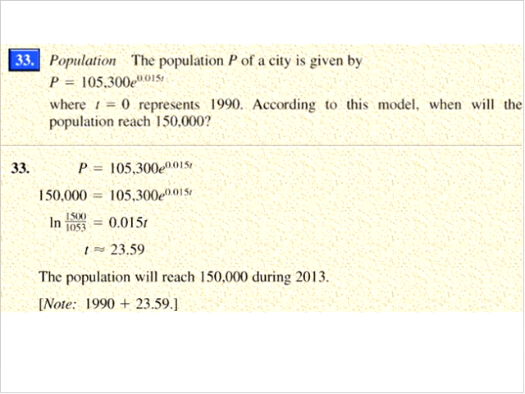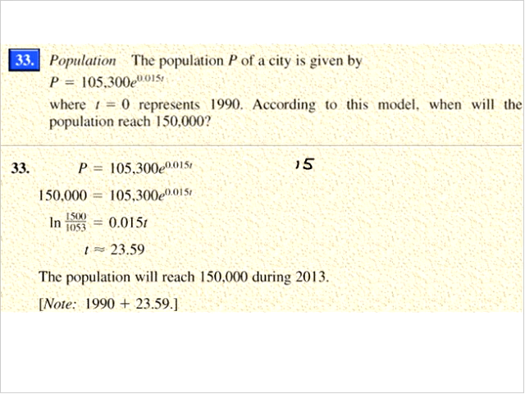For the next one, the population P of a city is given by the equation there. T is 0, which represents the year 1990. According to the model, when will the population reach 150,000? So we're going to replace P with 150,000 and work backwards to solve for T. Let's start by dividing each side by 105,300.